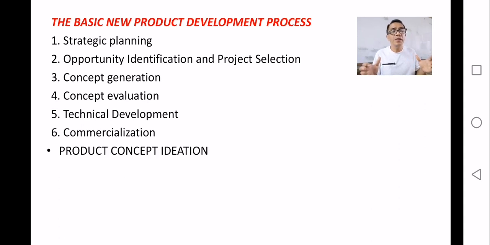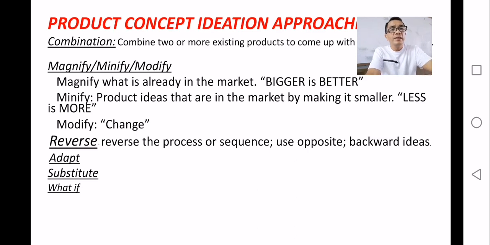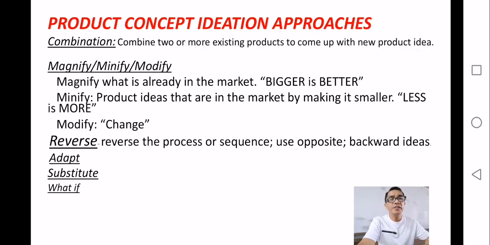So what will now be the concept of our development? And we don't just stop in the generation of that concept. We try to evaluate. Is the concept really feasible? Is this really practical? Will it really work? And then finally, we go to the technical development. Then when we have already the technical development, we now proceed with the commercialization of our product. And then we now consider the product concept ideation approaches. We have one, the combination, combine two or more existing products to come up with a new product idea.